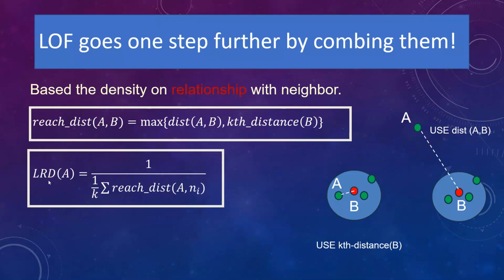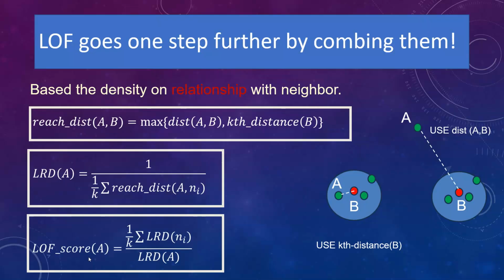And now, instead of the density, we have the local reachability density. We're going to name it something else because it's a different definition of density. And then the real LOF score of A is the average of the LRDs of each neighbor divided by the LRD of A. But conceptually, you can think of it as the average densities of the neighbors divided by the density of A. So that's the essence of the LOF method.